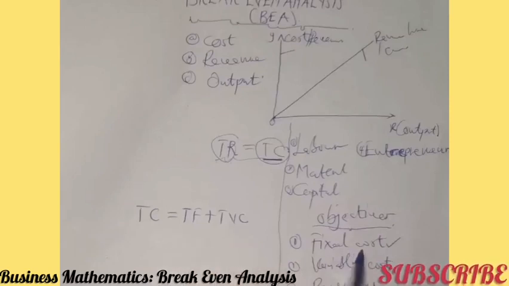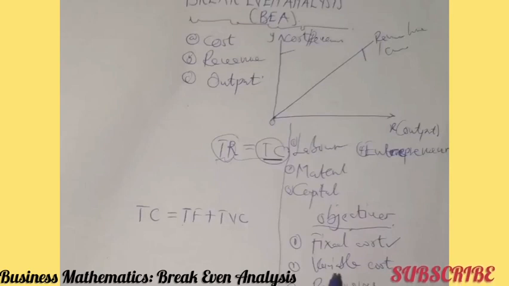We are saying that fixed cost is a cost irrespective of whether we are producing or not. Whether you produce or not, you're going to incur it. So the nature of fixed cost is that it doesn't change. It remains the same whether you produce or you don't.